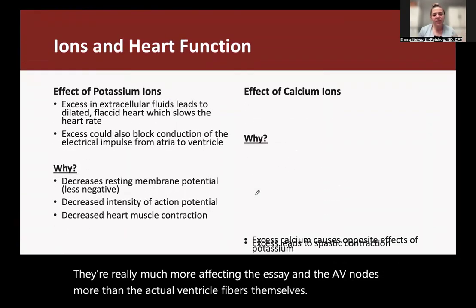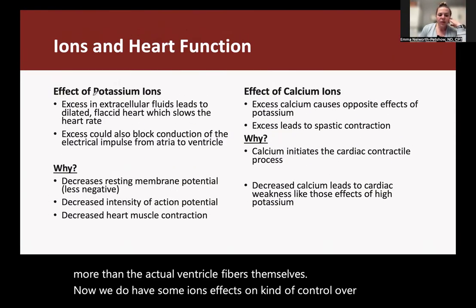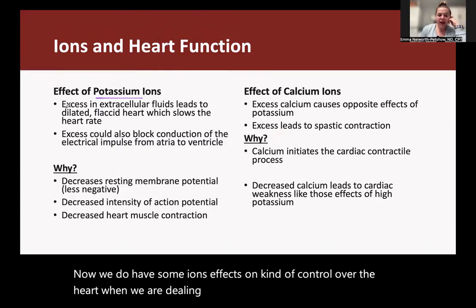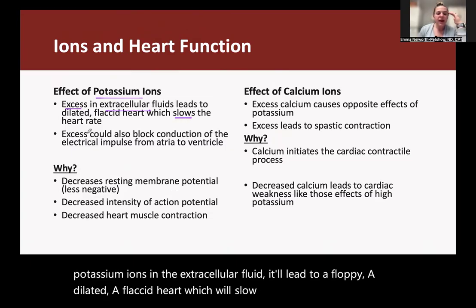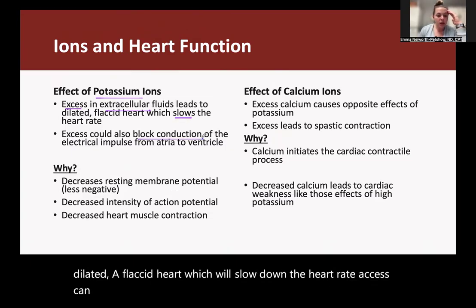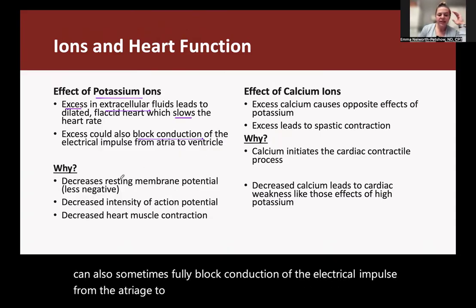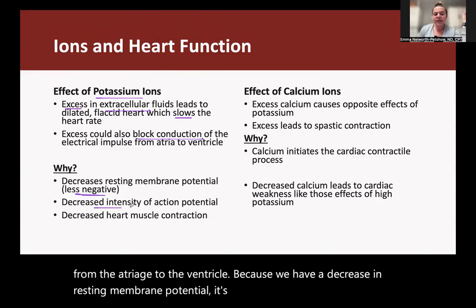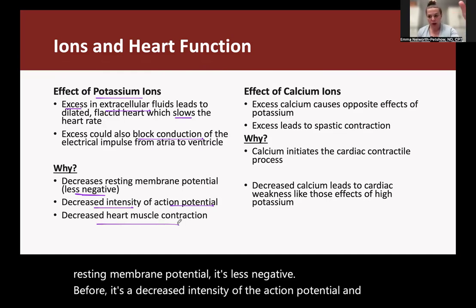Now, we do have some ion effects on control over the heart. When we are dealing with potassium ions, if we have extra potassium ions in the extracellular fluid, it'll lead to a floppy, dilated, flaccid heart, which will slow down the heart rate. Excess can also sometimes fully block conduction of the electrical impulse from the atria to the ventricle, because we have a decrease in resting membrane potential, it's less negative. Therefore, there's a decreased intensity of the action potential and a decreased heart muscle contraction.